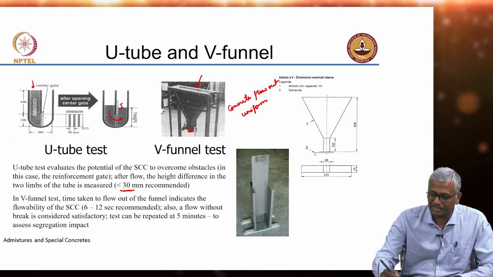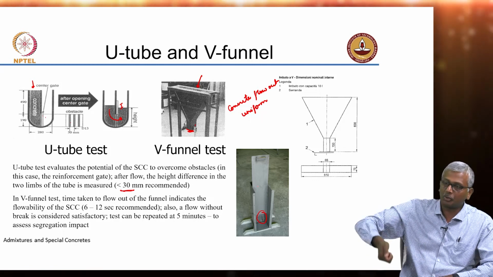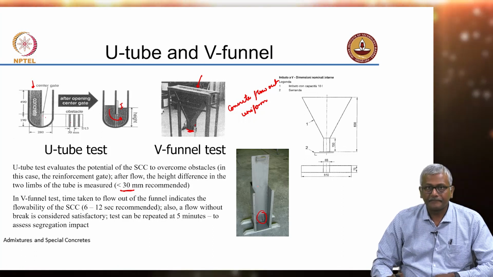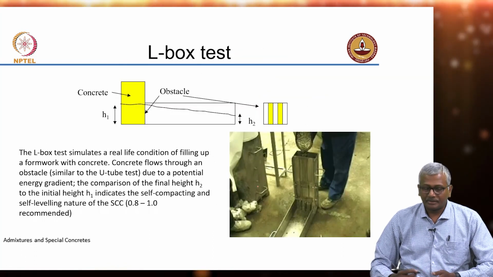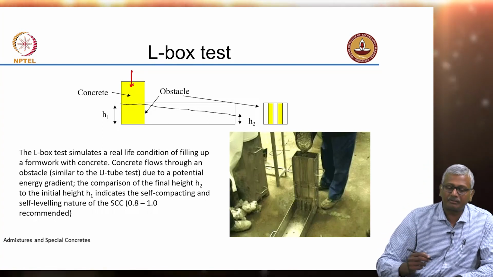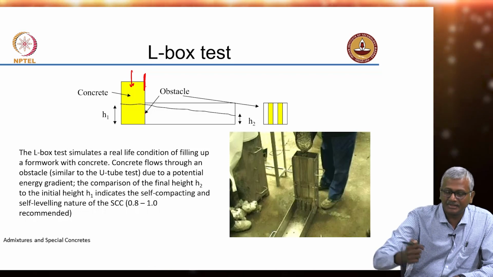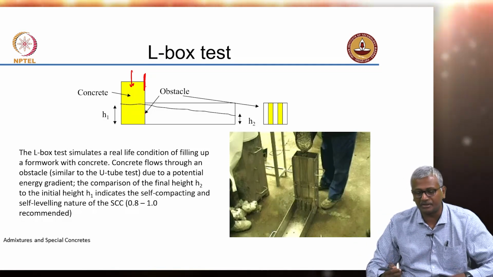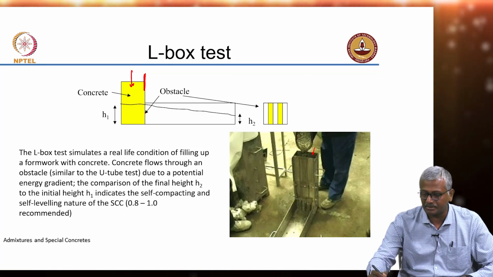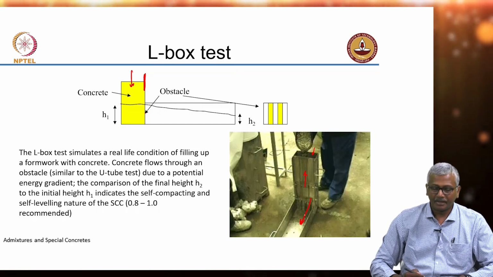So, of course, this is showing you the section through the U-tube, right. This is the reinforcement cage and this is the gate which has to be opened to ensure that the concrete starts flowing to the other side, okay. The L-box, again the concept is similar to the U-tube. Here the vertical limb of the L-box is filled up with the concrete. There's an obstacle and a gate that is placed here. The gate is removed to allow the concrete to flow between the obstacles. Right, you see here the concrete is getting filled up into the vertical limb. This gate is lifted and the concrete starts flowing between the reinforcement.